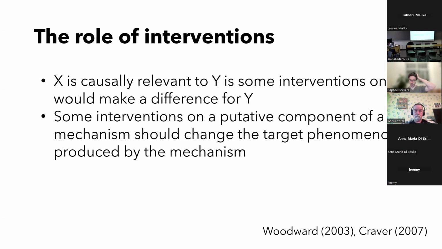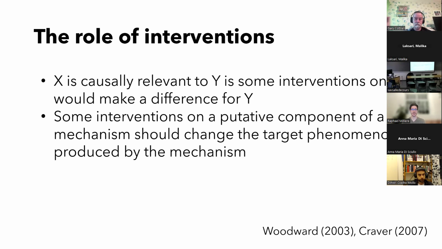And this has been operationalized more specifically in the new mechanist framework in terms of manipulability of the components of the mechanism. So the idea is that there should be some intervention on a putative component of a mechanism that should change the target phenomenon produced by the mechanism, if that component is to be constitutively relevant to the mechanism.